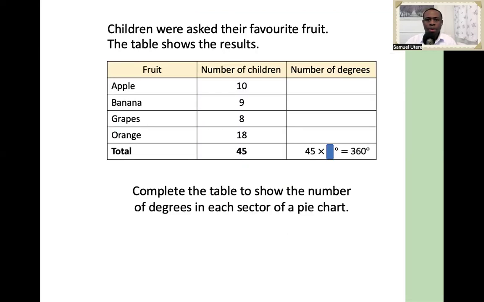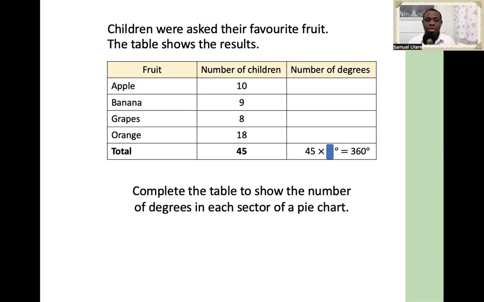What about this one? Children were asked their favorite fruit. The table shows the results. How would you complete this table to show the number of degrees in each sector of a pie chart? Well, did you remember what we said? Regardless of the total number in our data, we're looking for that special number that we can use to multiply our total number by to get 360 degrees.